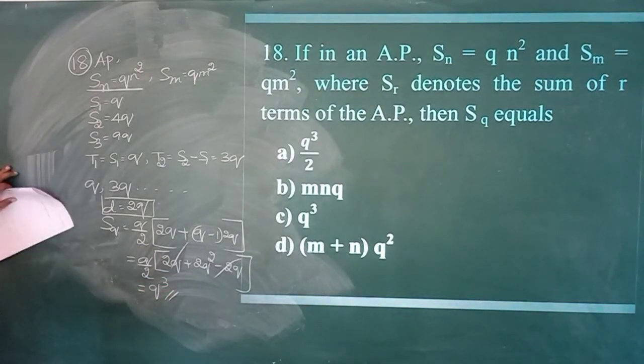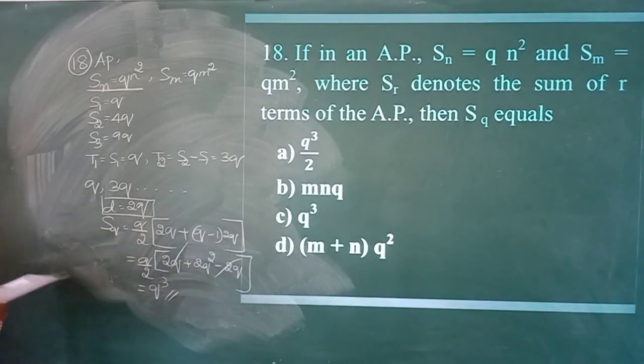If in an AP, Sn is equal to Qn square and Sm is equal to Qm square, where SR denotes the sum of R terms. So here put n equal to 1, 2, 3, you will get Q, 4Q and 9Q. T1, T2 you got it. You can find the common difference, substitute in the formula, you will get S_Q is equal to Q cube.